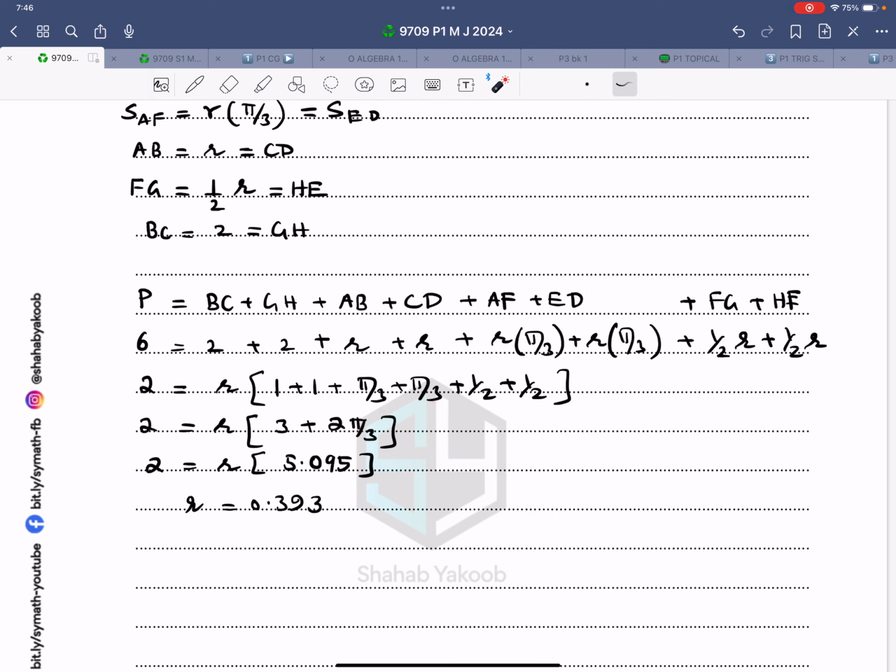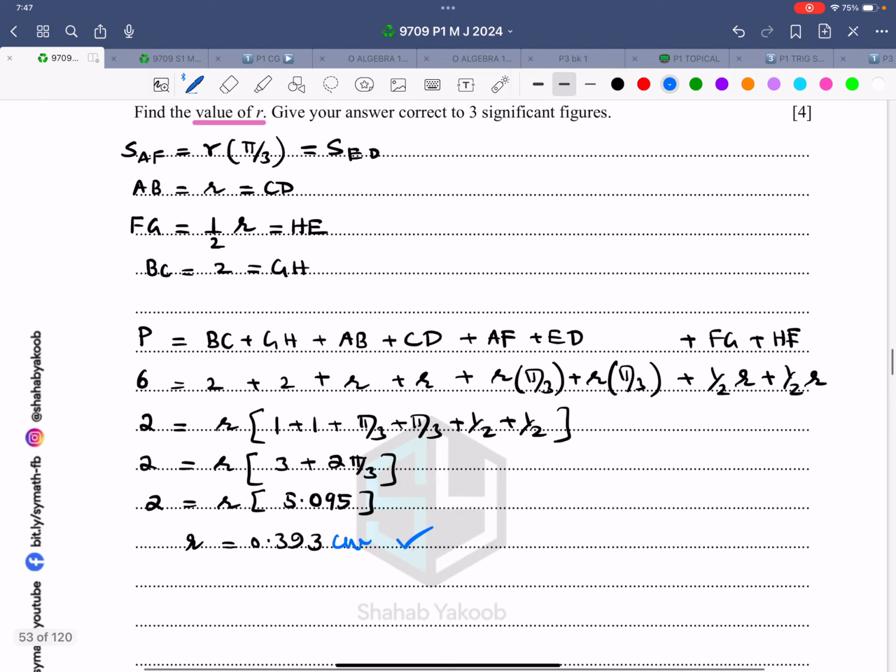I'm going into so much detail which you have to go into if you want to score your desired A star, by taking guidance from this paper, from the methodology that I've explained. So now use a calculator. And I've written it to 4 significant figures, or you can just divide and then use a calculator, and R comes out to be 0.393 centimeters. That's the answer for this particular part.